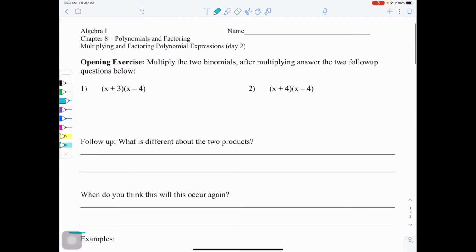At this time, please pause the video, try the practice problems in the opening exercise, and resume when you're ready to go over the answers.